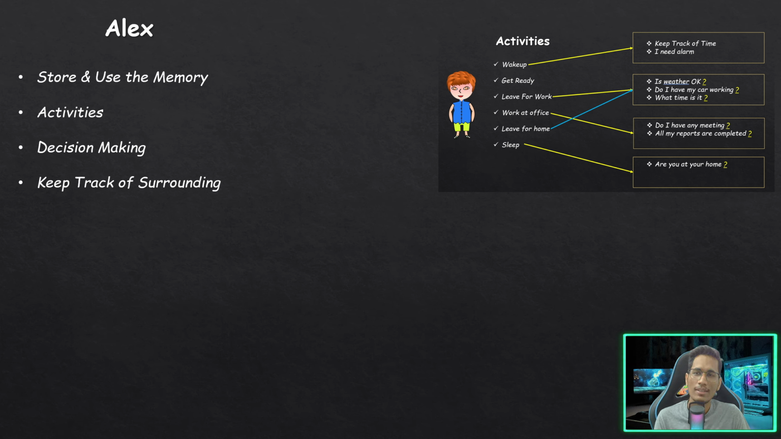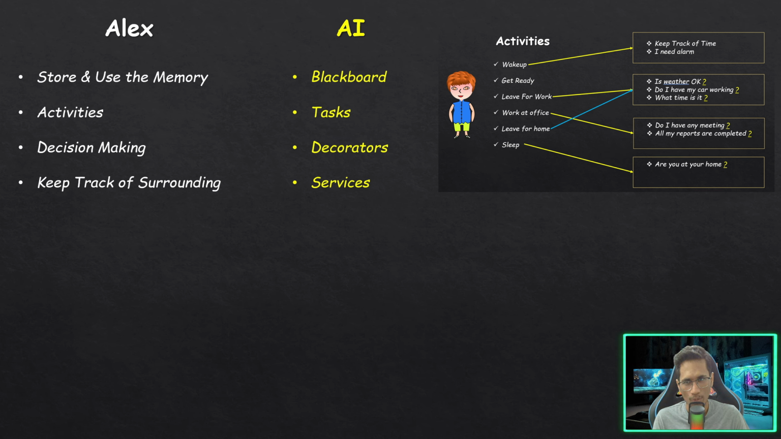So if we translate this into Unreal Engine and into behavior tree specifically, then there is an AI which has a Blackboard which stores the data and you can use it, or the AI can use it. Second, there is a list of tasks that you will define or you will arrange. Third thing are decorators, which is nothing but used for decision making. And then there is something called services, which keep track of surrounding constantly. All right. So this is the translation from real world to the Unreal Engine's behavior tree system.